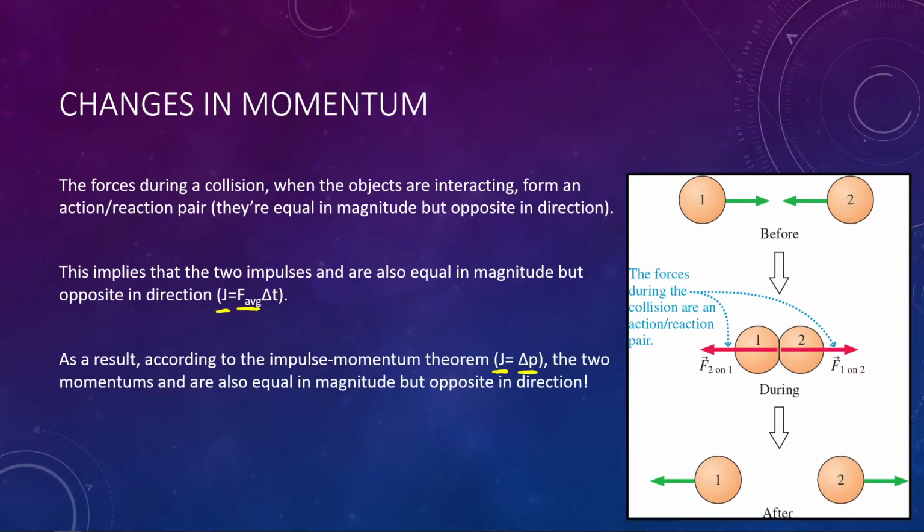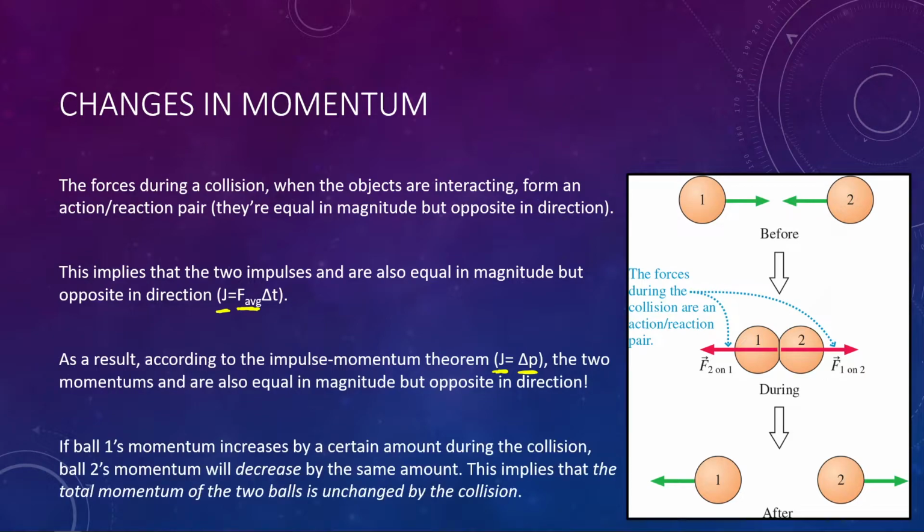So what we're basically saying here is, again, consider the 2 balls on the right. If ball 1's momentum increases by a certain amount in the collision, then ball 2's momentum will decrease by the same amount. Again, because they are equal, but opposite in direction. So if one increases, the other decreases. So it's always by the same amount. So if you gain 10 kilogram meters per second for one object, then you're going to lose that much in the second. So what we say is that the total momentum is unchanged. That's just another way of saying it is conserved.